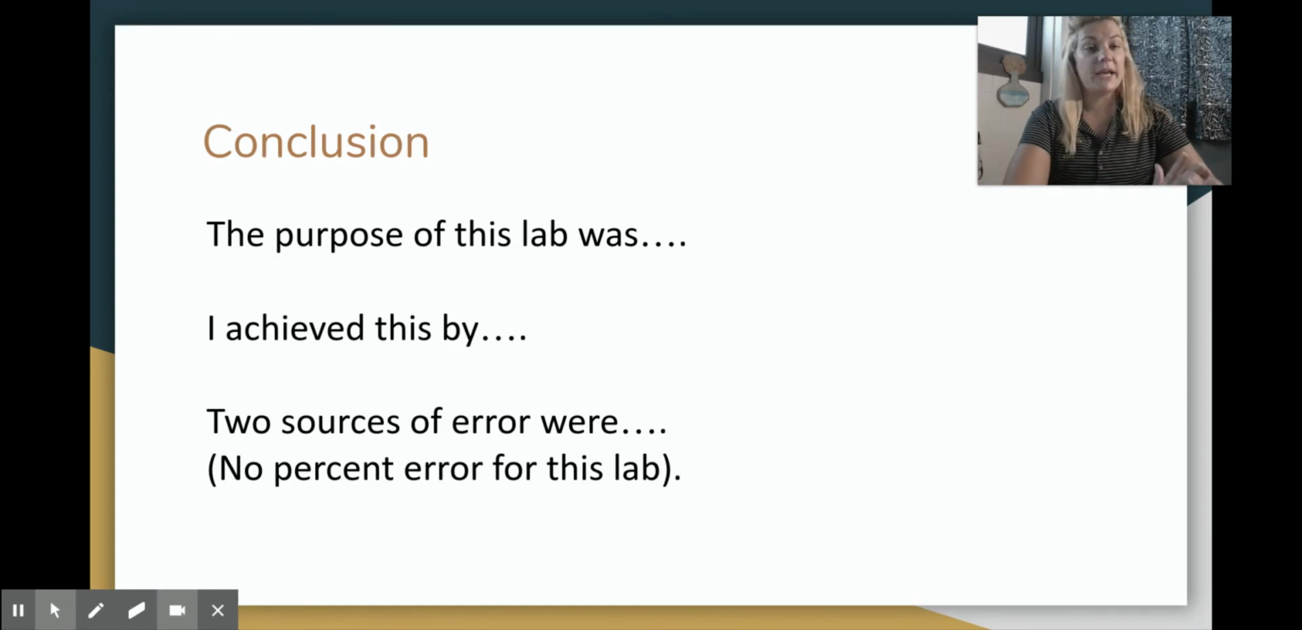And then lastly, once we analyze, we're going to write our conclusion where we're going to say the purpose of this lab was, so you restate the purpose. I achieved this by, how did you achieve the purpose? And then we're going to do 2 sources of error, okay? There's not going to be any % error for this lab because there's no way physically that I can tell you how much gas is actually in the vessel.